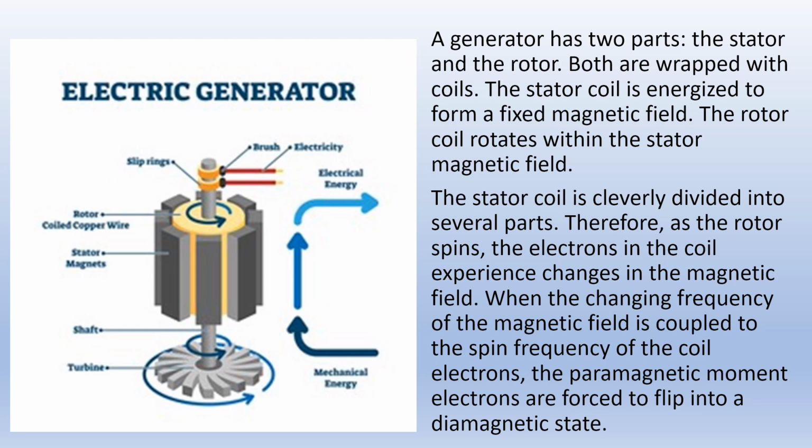A power generator has two major parts, the stator and the rotor. Both are wrapped with coils. The stator coil is energized to form a fixed magnetic field. The rotor coil rotates within the stator magnetic field. The stator coil is cleverly divided into several parts. Therefore, as the rotor spins, the electrons in the coil experience changes of the magnetic field. When the changing frequency of the magnetic field is coupled to the spin frequency of the coil electrons, the paramagnetic moment electrons are forced to flip into a diamagnetic state.